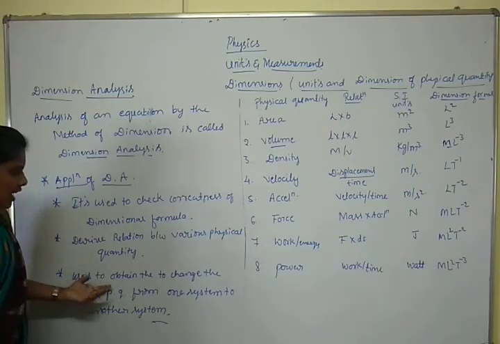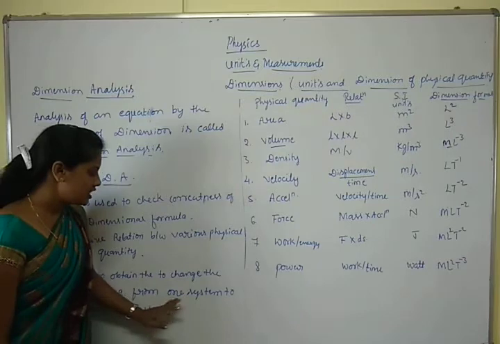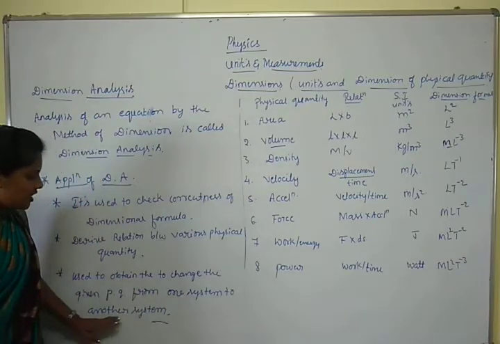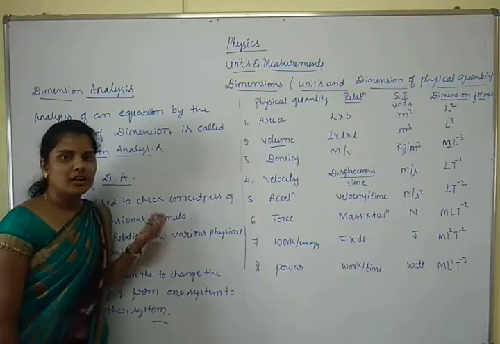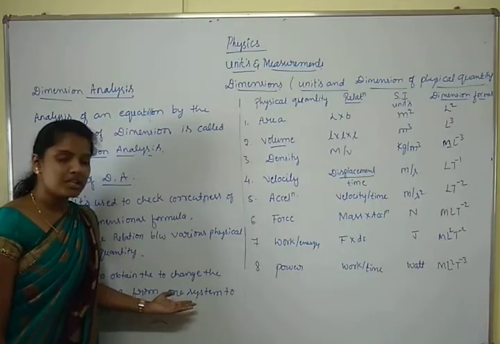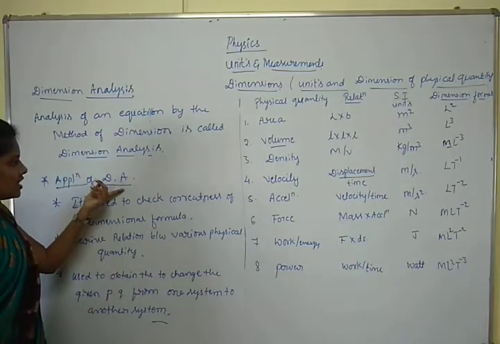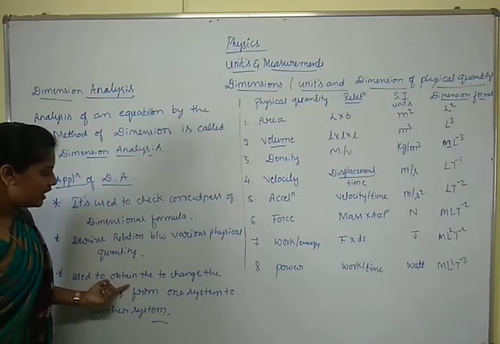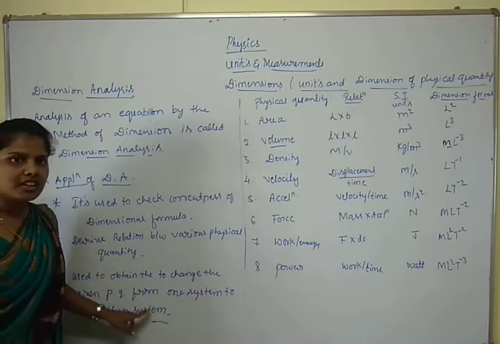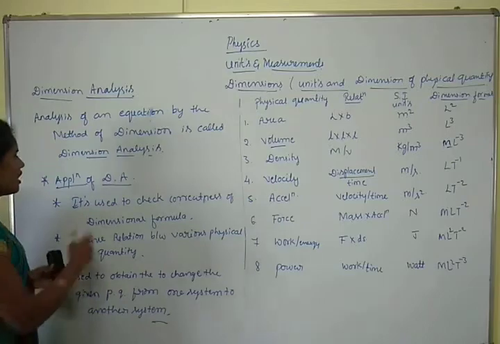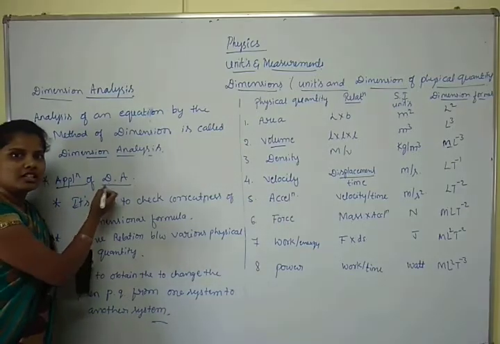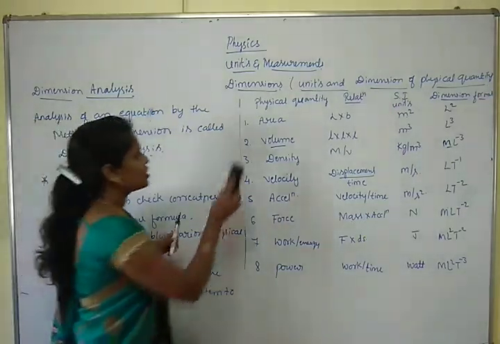And one more is to change a physical quantity from one system to another system. For example, system of units means MKS, CGS. Using dimensional analysis, we can change from one system to another. These are all the applications of dimensional analysis. Next, let's move on to the next topic.